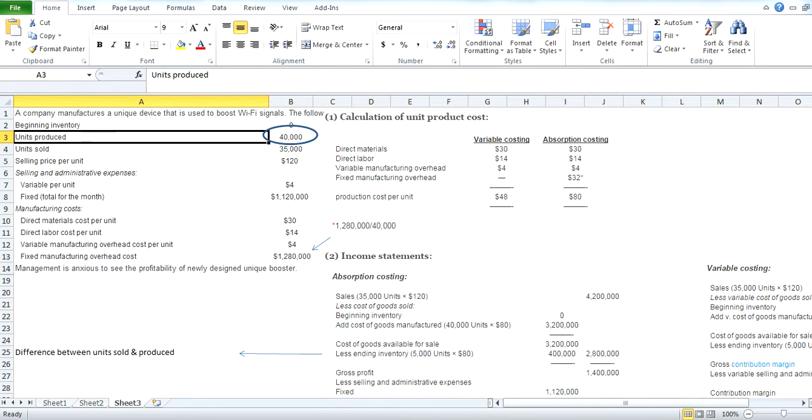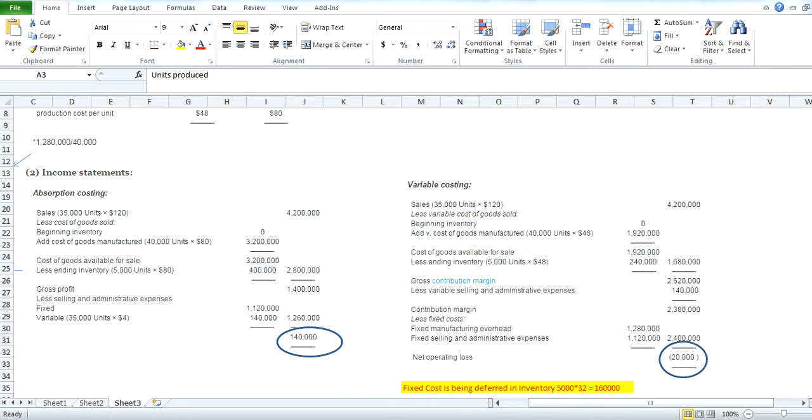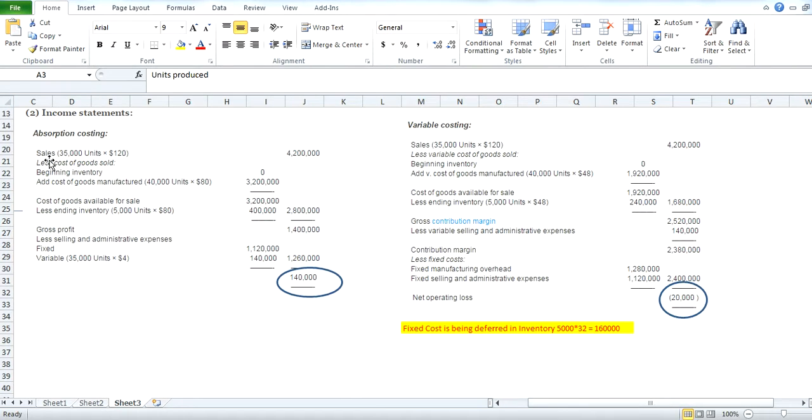So the next part of this question was to complete the income statements. Sales are static for both: your 35,000 units sold times your selling price, the 4.2 million. Now we look at where things start to get different. Under the absorption costing method, we have zero beginning inventory. We have cost of goods manufactured, so now we're taking our 40,000 times the $80 that we calculated. Our goods available for sale is 3.2 million. But we only sold 35,000 of the 40,000.